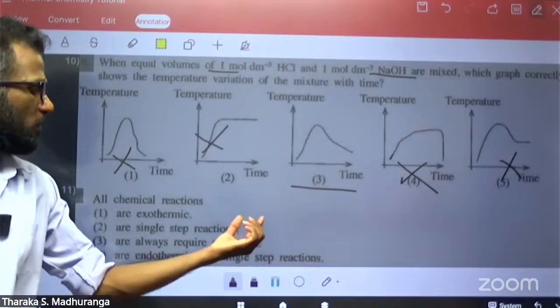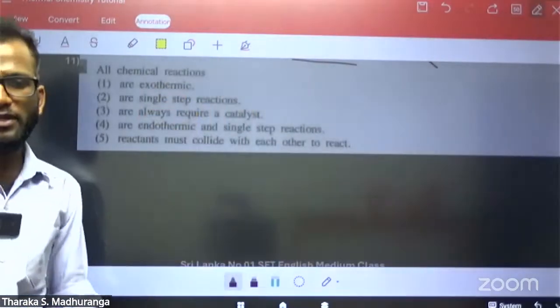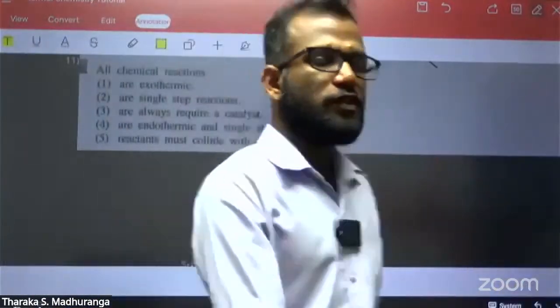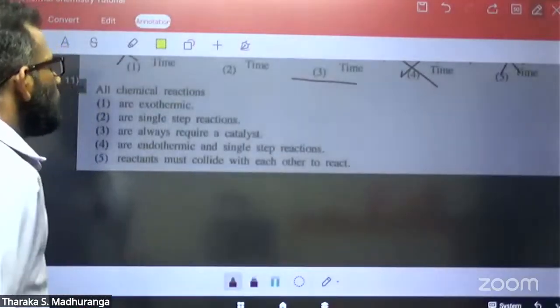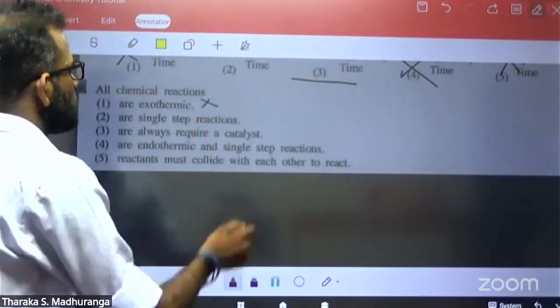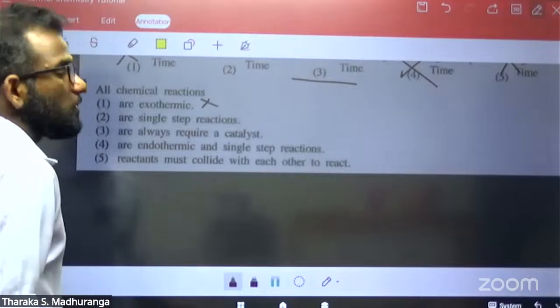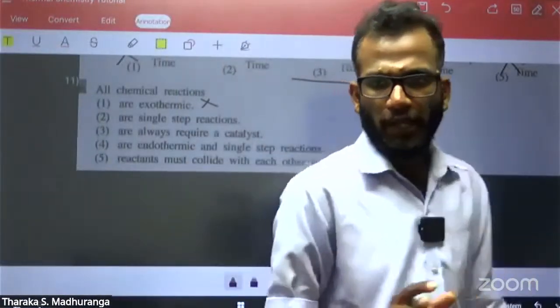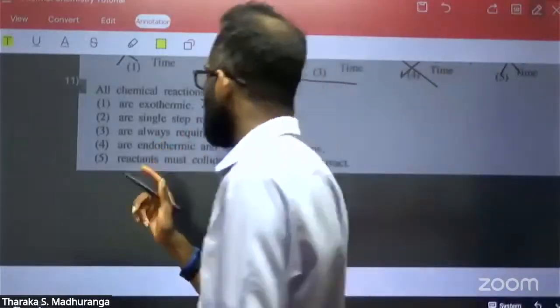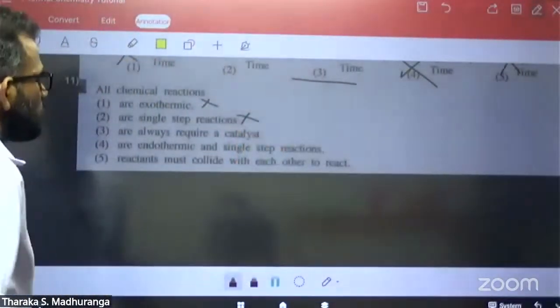Great. Okay. Again, the same type of question as question number 4, 2017. The 2017 question was asked again. All chemical reactions are not exothermic. All chemical reactions are single step reactions. No, all chemical reactions are not single step reactions. That one also you can understand in kinetic chemistry.